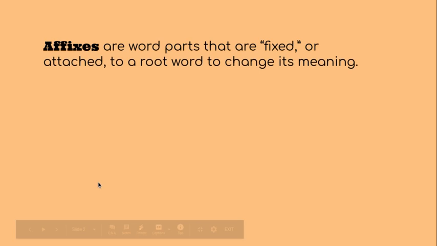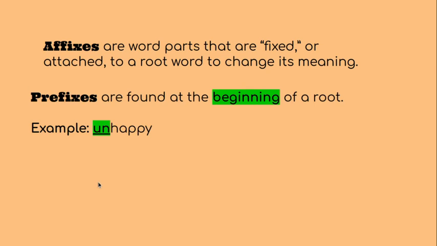Affixes are word parts that are fixed or attached to a root word to change its meaning. There are two types of affixes. One is a prefix. Prefixes are found at the beginning of a root. For example, unhappy: un is the prefix, meaning not. Happy would be the root, so that means not happy.